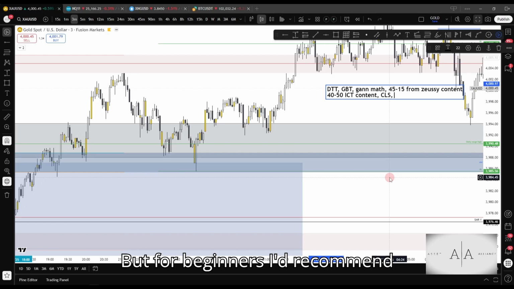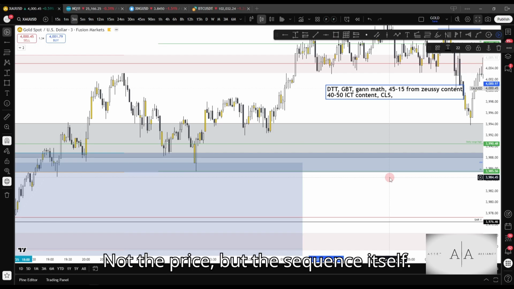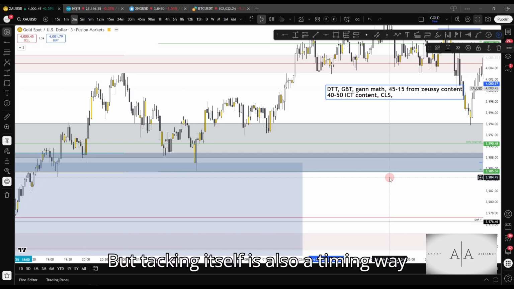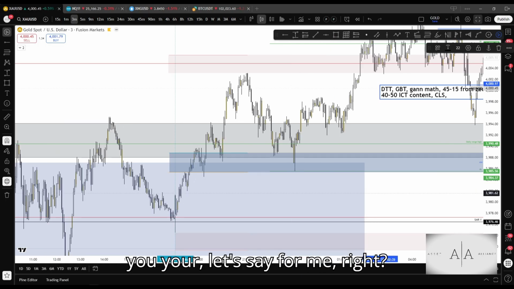But for beginners, I'd recommend just going for GBT or DTT. TAC is a derivative of GBT, just a different way of calculating the price. Not the price, but the sequence itself. So it's not GB time, but it's pretty close. Just different statistical probabilities. But TAC in itself is also a timing way of trading. It's just not going to give you your, let's say, for me, right?